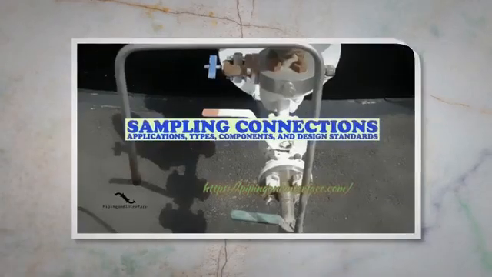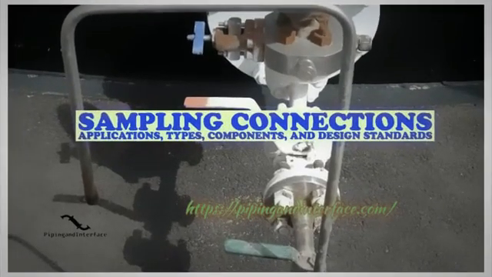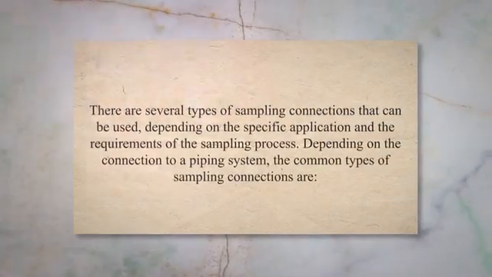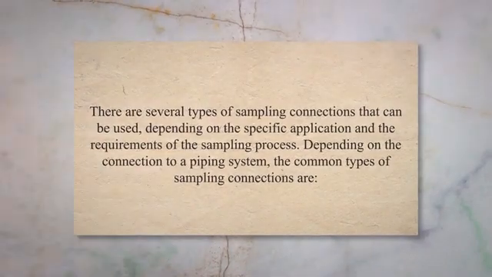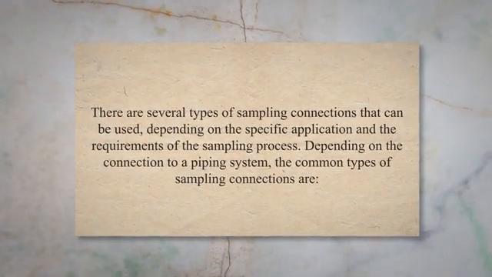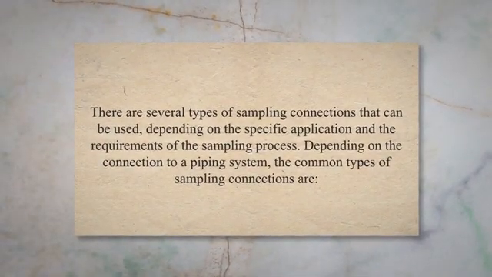A sampling connection is a type of connection in piping that allows for the extraction of a representative sample of a fluid or gas from within a pipeline for the purpose of analysis or testing. Sampling connections can be found in a variety of industries, including oil and gas, chemical processing, pharmaceuticals, and food and beverage production. There are several types of sampling connections that can be used, depending on the specific application and the requirements of the sampling process.